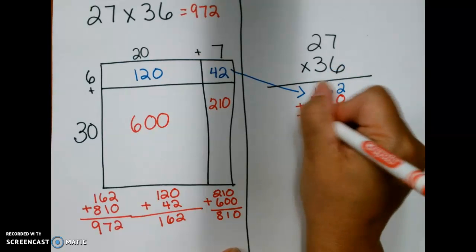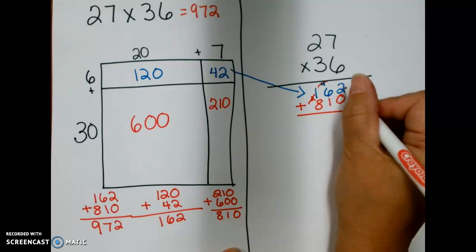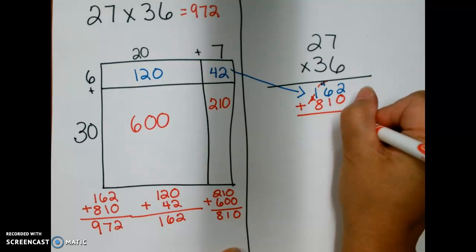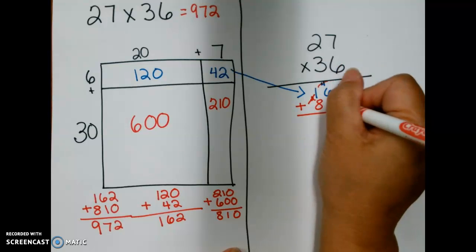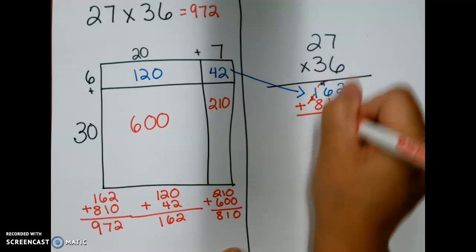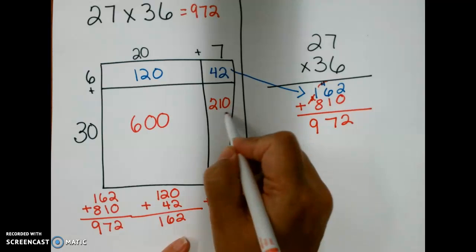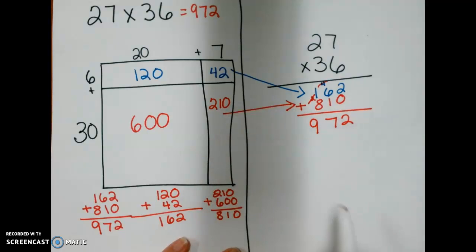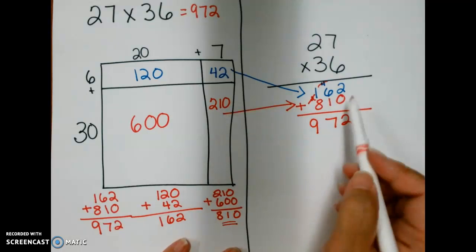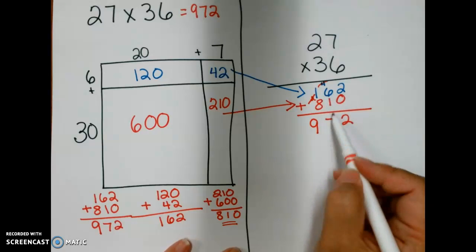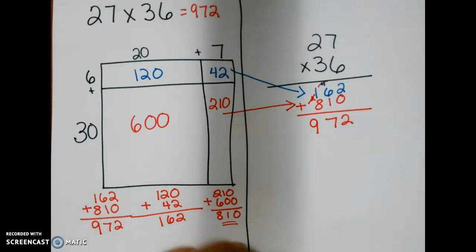So now I've got to add them together. 2 plus 0 is 2. 6 plus 1 is 7. 1 plus 8 is 9. So this step went there, which is here. And when I added the two partial products, I get 972. I know this is a little hard with the renaming. Do the best you can.